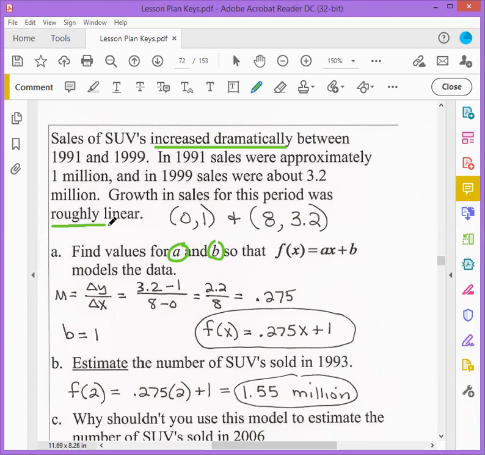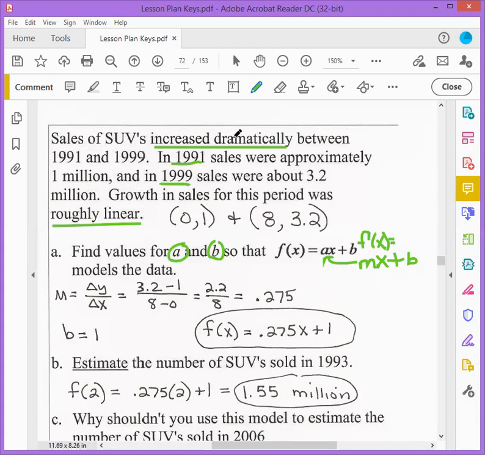Now we're told that this representation of the increase in sales is linear. So we could see this function f of x equals ax plus b the same way we would look at a function in slope-intercept form. So f of x equals mx plus b, where our slope, or the number in front of x, could be calculated based on two ordered pairs. We're given two different points in time, 1991 and 1999. We'll take those numbers that are represented in those years and write them as an ordered pair.